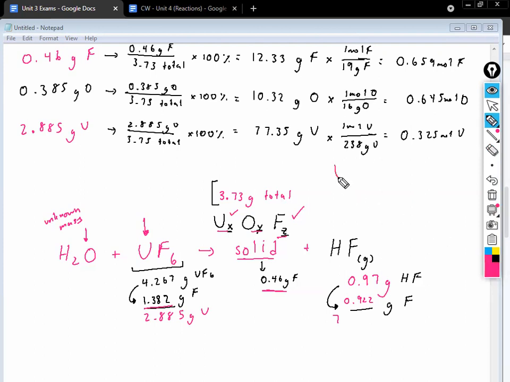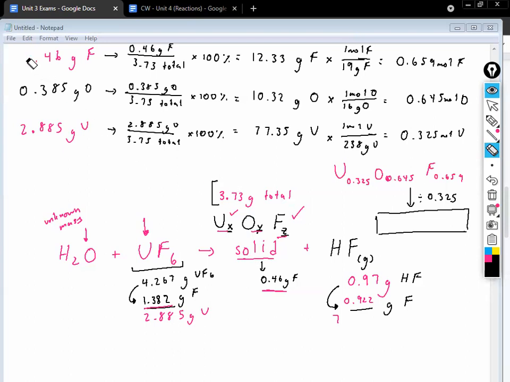All we need to do is write the element with the moles. So 0.325 for uranium, oxygen was 0.645, and then fluorine was 0.659. We have to divide by the smallest number, so we have to divide by 0.325. I'm going to give you guys 30 seconds to find the empirical formula of this compound. And then lastly, we have the easy part where we put it all together and write the equation. Definitely part C was the toughest part of this question.